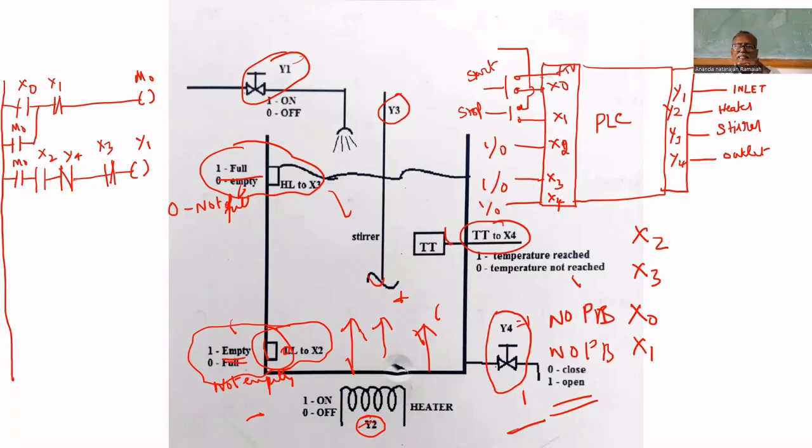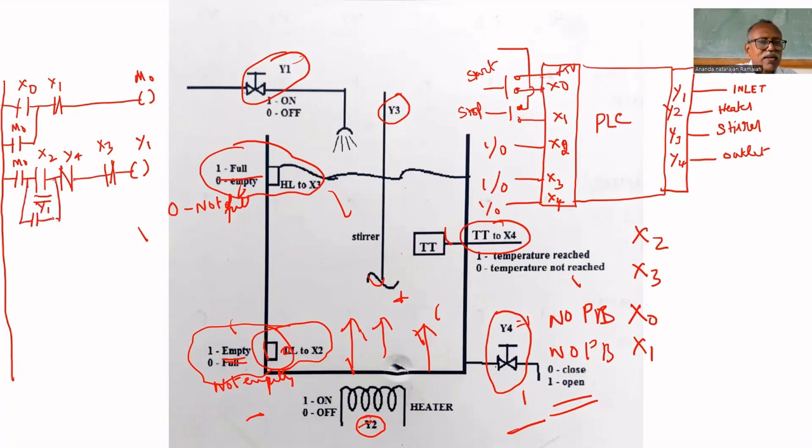The diagram is not correct. So if the level starts filling, it means it is not empty. Empty means it will give 1. If it is not empty, it gives 0. That's why the logic will be changed once the level reaches the first proximity switch, and the inlet valve would be closed. You cannot open it till it fills. That's why across X2, we have to connect the sealing contact Y1.